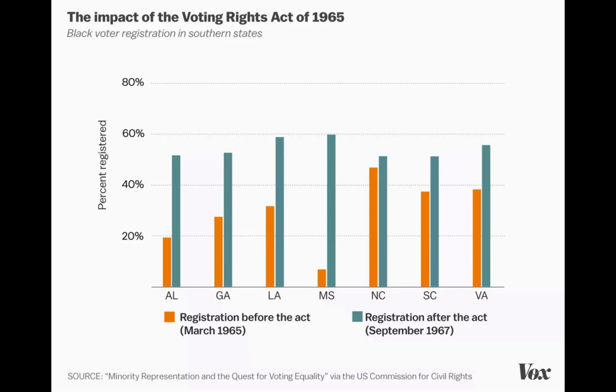Georgia, 24%, up to 50. Look at Louisiana. At least they had 25% African Americans voting. Now they're almost at 60. Mississippi is the biggest one. That's insane. Mississippi basically had 5 to 10% African Americans voting, and it went to 60%. This changes the whole game. North Carolina increases. South Carolina increases. Virginia has a big jump. They go from about 38% to almost 60%.